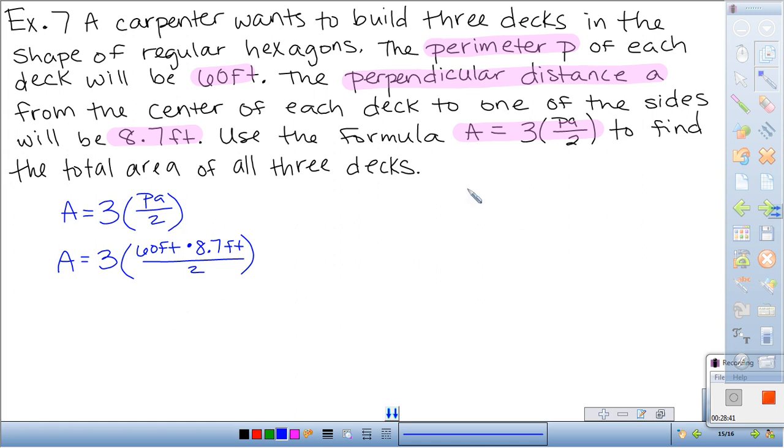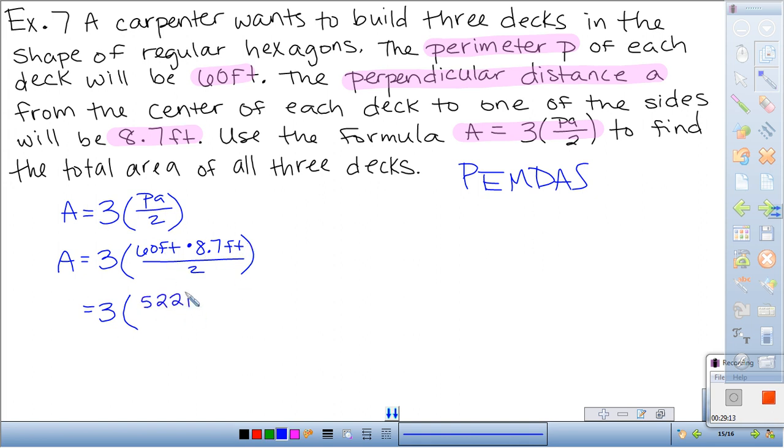What does PEMDAS tell us to do first? We always do our parentheses or grouping symbols first, so I'm going to start in here. Then inside my parentheses, I have to multiply before I divide, because in addition to working left to right, we also work top to bottom. So first I'll multiply and then we'll divide. So I have 3 times the quantity, 60 times 8.7 is 522.